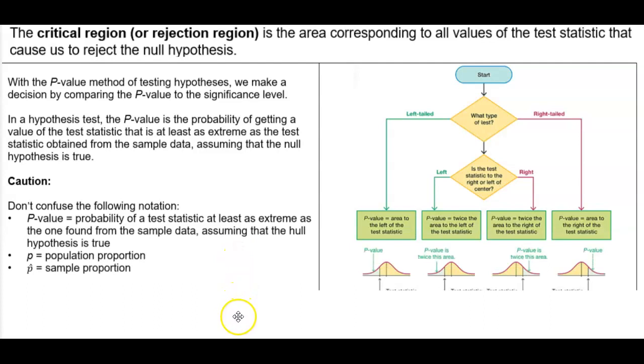Okay, now caution though, don't confuse the following notation. The p-value again is a probability of a test statistic at least as extreme as the one found from the sample data, assuming that the null hypothesis is true. So again, the p-value is the probability or the area inside the shaded region in the bell curve. Now, the lowercase p is the population proportion, and p hat represents the sample proportion.